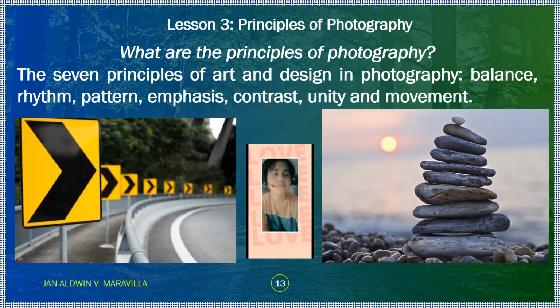What are the principles of photography? The seven principles of art and design in photography are balance, rhythm, pattern, emphasis, contrast, unity, and movement. These form the foundation of visual arts. Using the seven principles allows you to take greater control of your photographic practice.